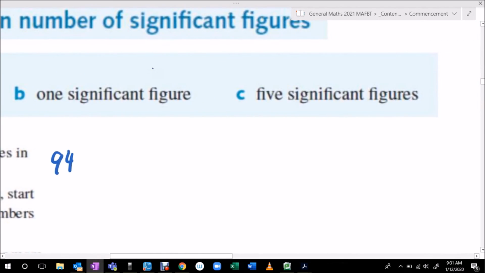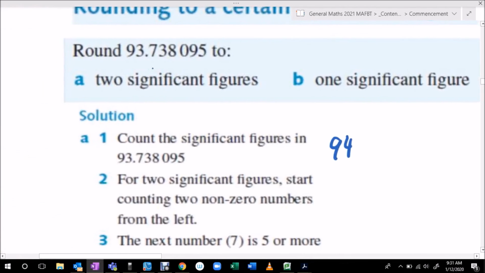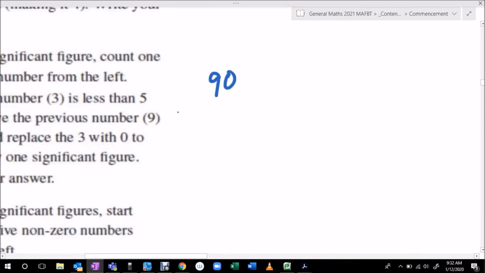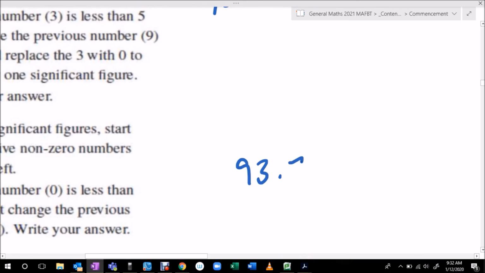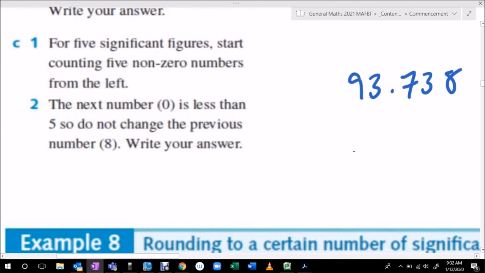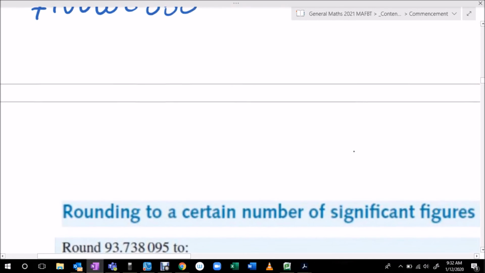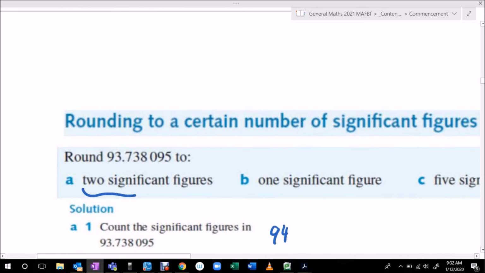And see 5 significant figures. So 5 important numbers. What are the 5 important numbers here? You've got 9, 3, the decimal point, 7, 3, 8: 93.738. So the idea behind this is, look at the amount of significant figures it tells you to round to, and just focus on that. If it says 2 significant figures, what are the 2 important numbers? 1 significant figure, what is the most important number you want to keep?